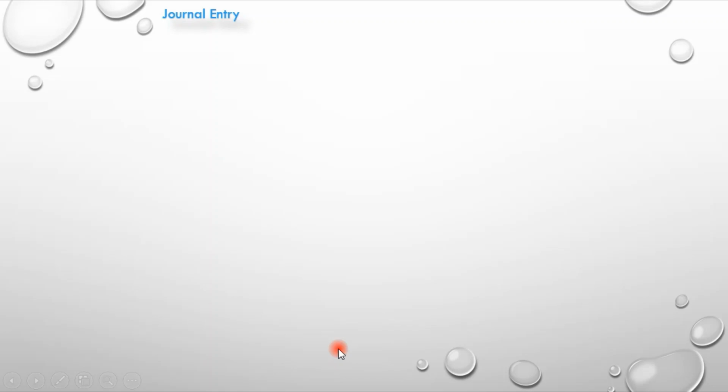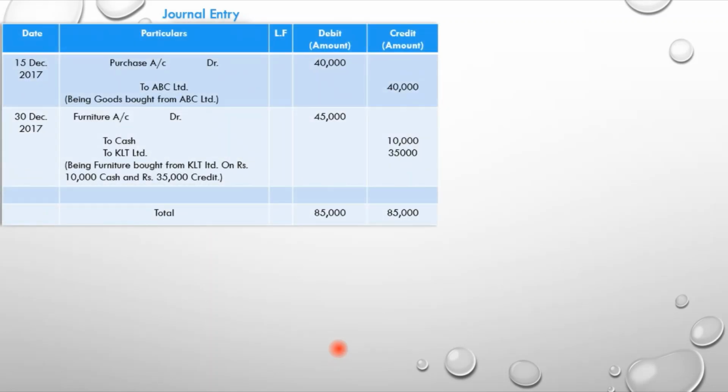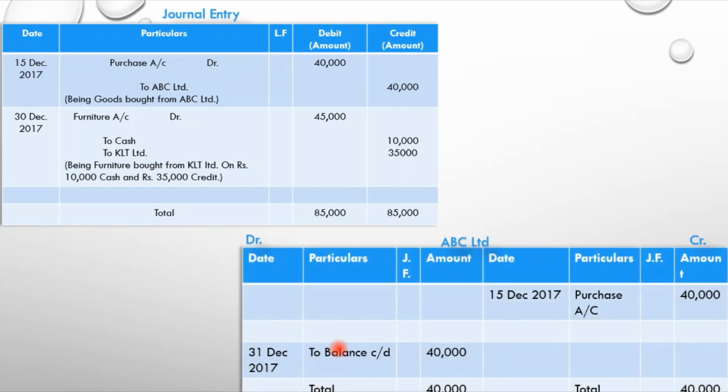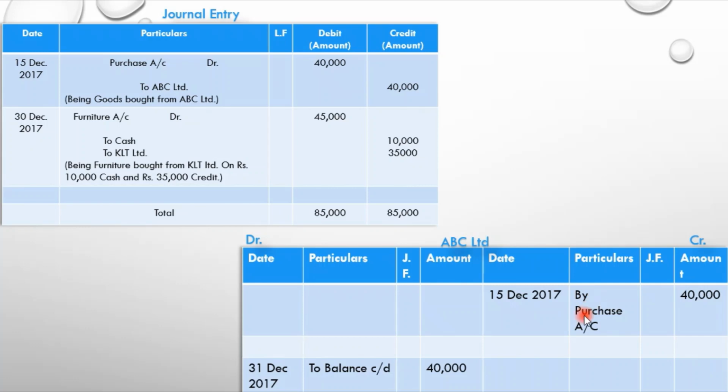So the next journal entry, I have prepared a ledger for ABC Limited, and you can see the ABC Limited purchase account debit to ABC Limited. So I have put "By" 40,000 purchase amount will be written here, and purchase account will be on the By side. So this will be written here by purchase account 40,000, and then you have to close the balance. So your balance CD on the last date of the month, 31st December 2017, will be 40,000. So the total balance will be matched here.